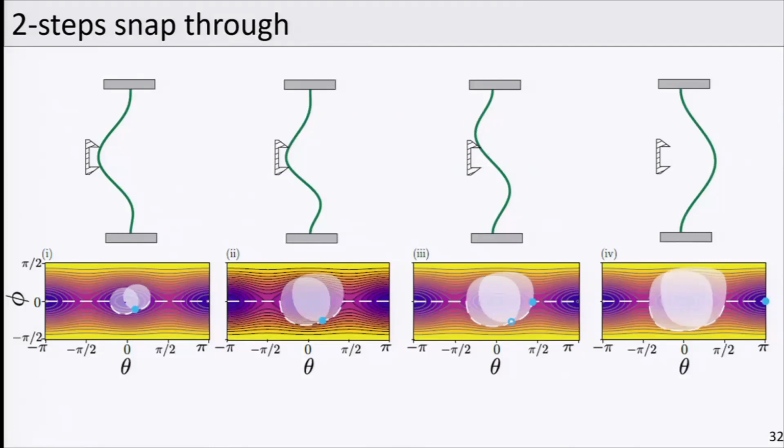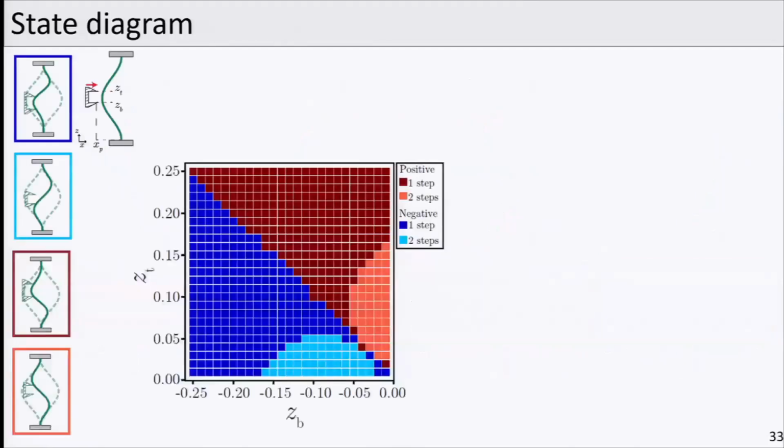So that gives us the tool to study this instability and understand it, one step, two step. And then we use it essentially to map out the problem. So we have these four scenarios. Blue corresponds to the anti-S shape, red to the S shape, and light colors to the two-step, dark colors to the one-step. And I represent here the state diagram.